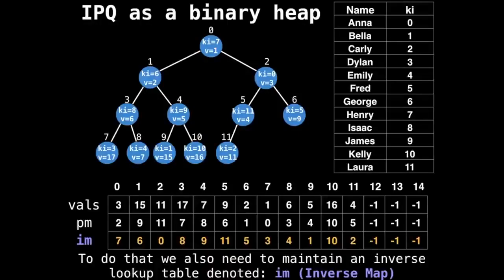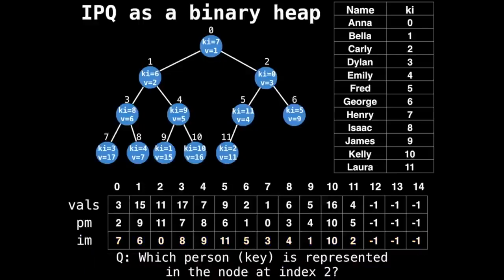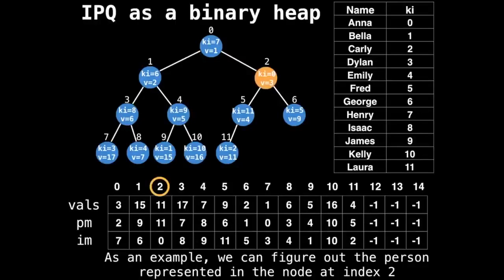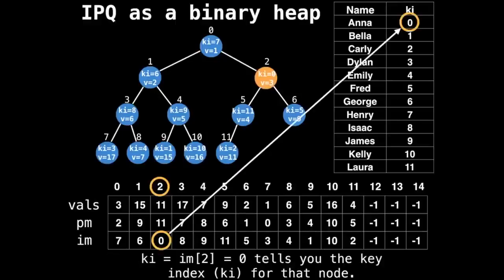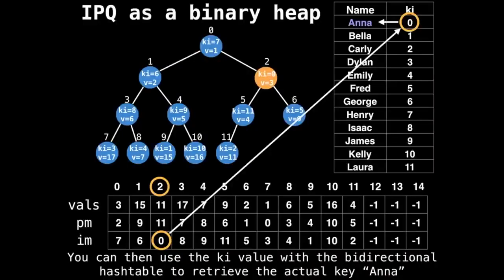To do the inverse lookup from node indices to keys, we'll need to maintain an inverse lookup table. I will denote this lookup table as IM, short for inverse map. Let's see if we can figure out which person is represented in the node at index 2. To do that, simply do a lookup in the inverse map at index 2. This gives us information about which key index is associated with that node. Knowing the key index enables us to retrieve the actual key by doing a lookup in our bidirectional hash table. In this case, the node at position 2 represents the key Anna.